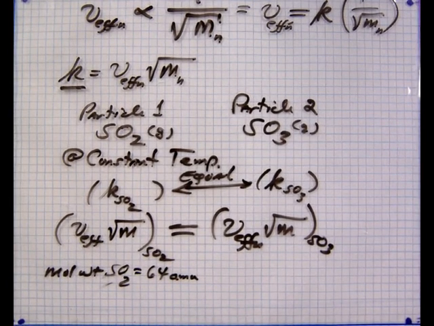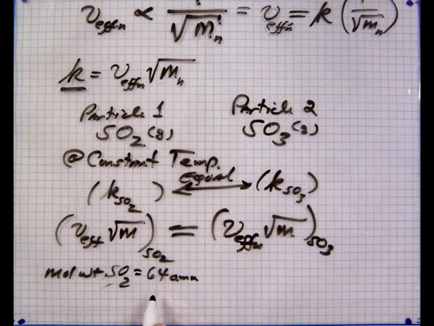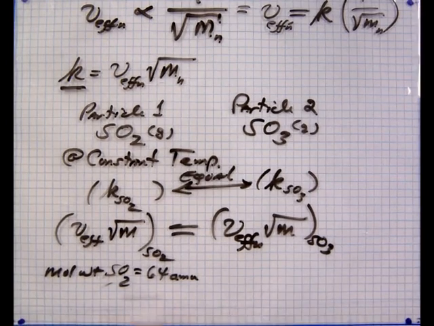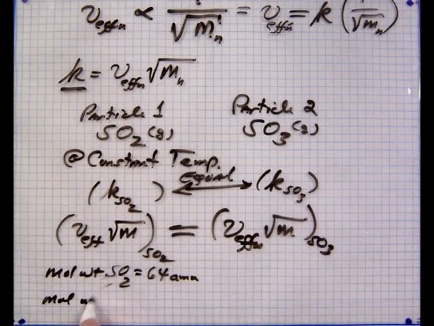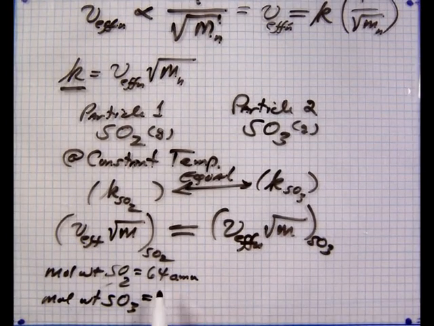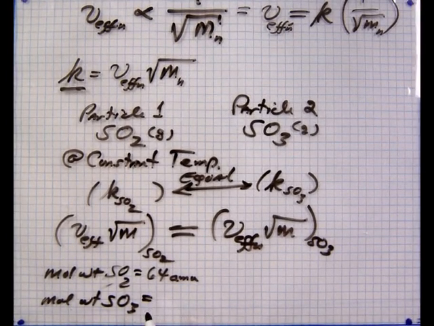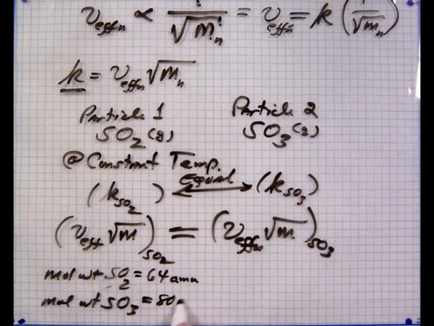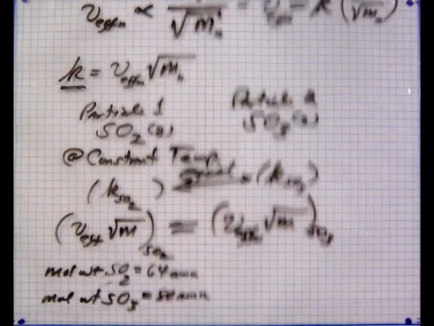You don't even have to use grams per mole. You can just use it in terms of atomic mass units if you wish to do that. See, mole weight of SO3. We just need one more oxygen: 64, 74, 80 AMUs.